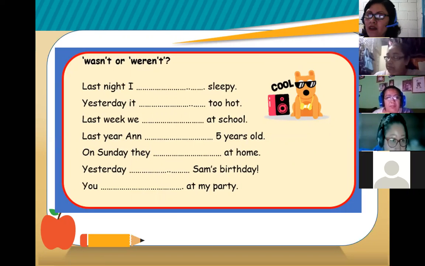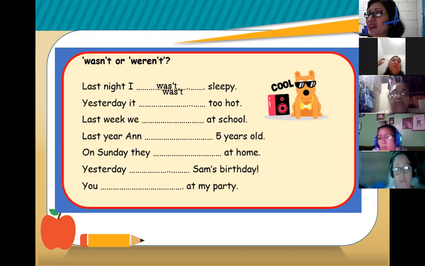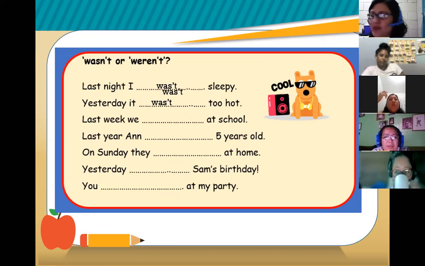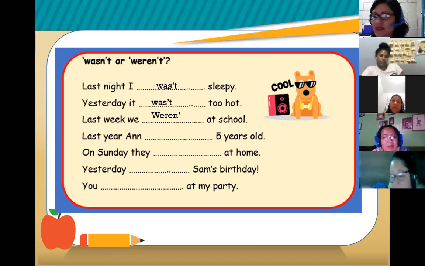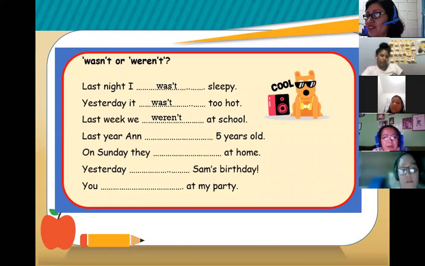Last night, I wasn't sleepy. Muy bien. I wasn't sleepy, right? What about yesterday? It wasn't too hot. Right. Last week, we weren't at school. Muy bien. Excellent. Okay. Ahí está. What about the next one? Last year, she wasn't five years old. Excellent.